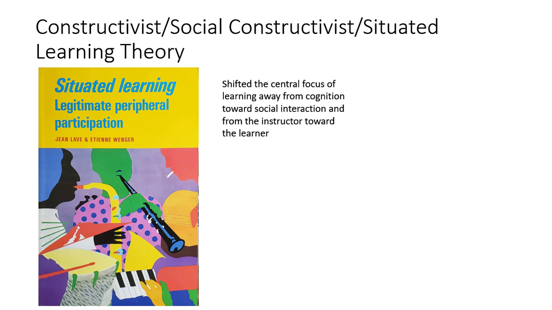Now, again, the idea here is that the shift from cognitive learning to social constructivist learning is basically consistent with the shift from just focusing on the knowledge and the content to focusing on the social interaction and acknowledging that that social interaction is going to have some sort of an effect.